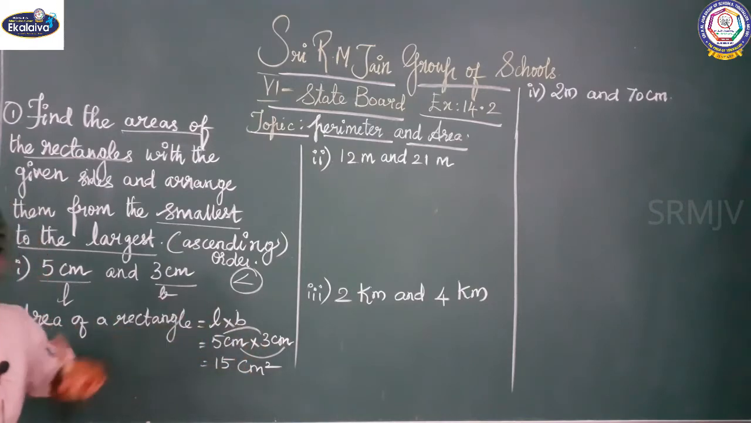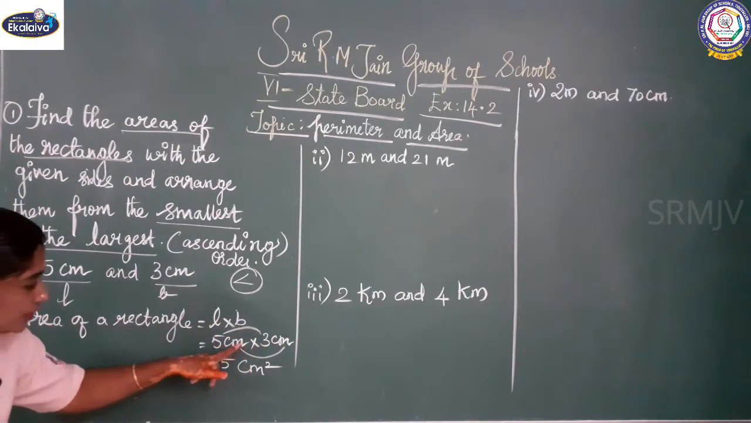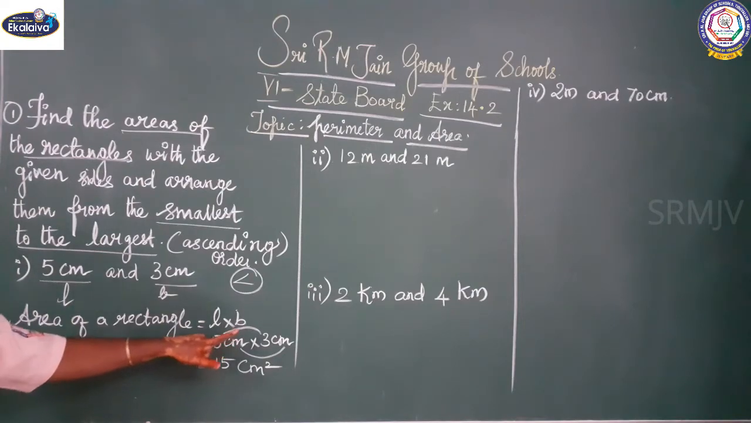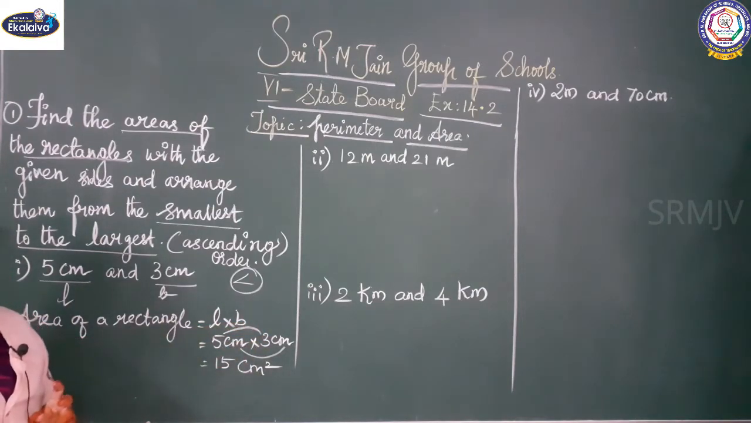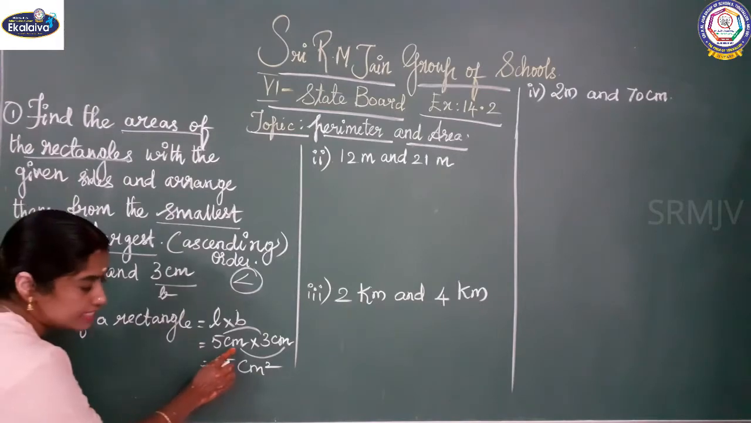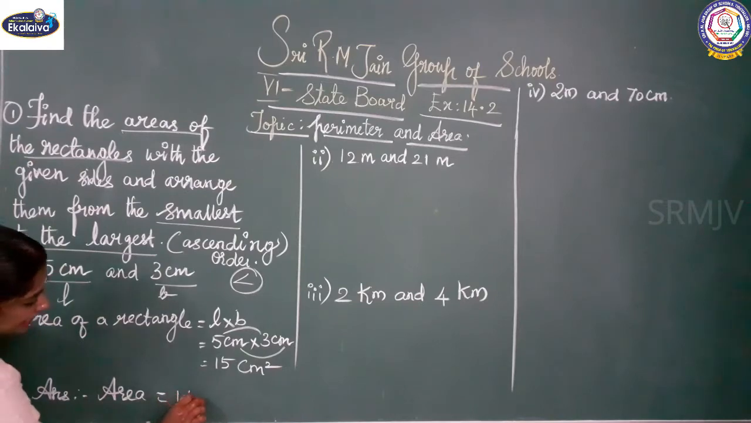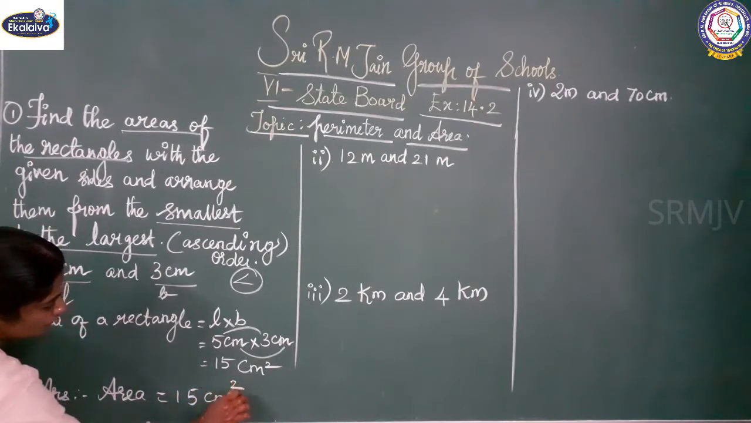5 3s are 15 and the unit, see the unit, for the length you have the unit centimeter, as well as the breadth you have the unit centimeter. So, centimeter into centimeter is centimeter square. So, what is the area of the rectangle for the first sum? What is the first sum answer? Area is equal to 15 centimeter square.